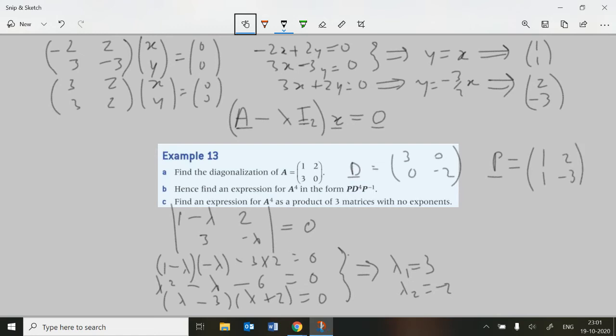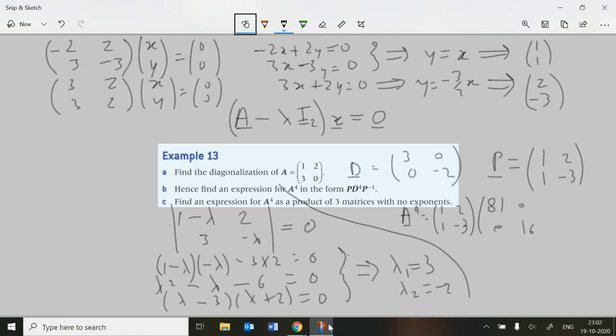Okay, good. So now we've sorted out P, we've sorted out D. Now we're asked to find an expression for A to the power of 4. So let's try and squeeze this in down here. We've got A to the power of 4 then is equal to P, so this 1, 2, 1, minus 3, and then D to the power of 4, which is going to be 3 to the power of 4, so that's 81, and minus 2 to the power of 4, so that's going to be 16 there.